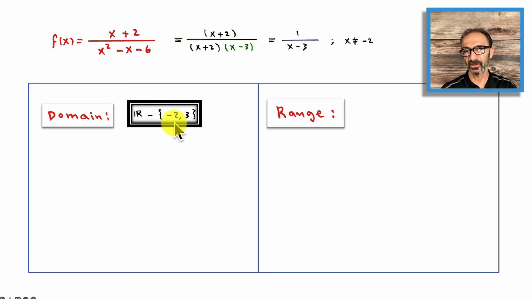As set notation or interval notation, we could rewrite it this way. From -infinity to -2, not including -2. Union from -2 to 3, not including -2, not including 3. Union from 3 to infinity. Same thing. Alright? Now the range. I mentioned that it's interesting. So let's talk about the range.